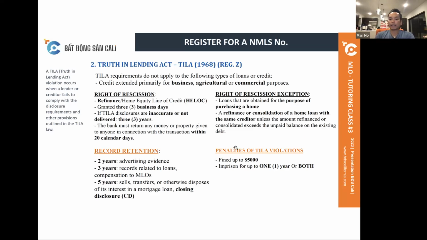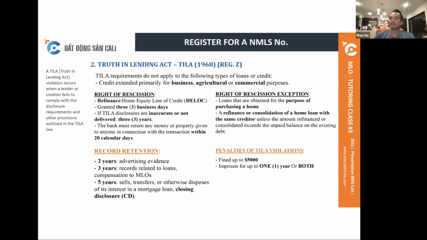Okay, penalty of TILA violation. The fine can be up to $5,000. If there's a question, how much can TILA fine per incident? I say an incident, meaning that there may be multiple incidents. Each incident can be up to $5,000. If you violate 4 times, you're probably going to end up paying 20K in fine money.